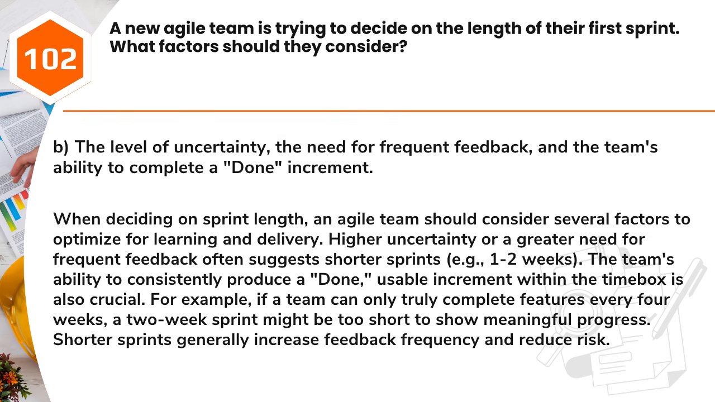Answer: B. The level of uncertainty, the need for frequent feedback, and the team's ability to complete a done increment. When deciding on sprint length, an Agile team should consider several factors to optimize for learning and delivery. Higher uncertainty or a greater need for frequent feedback often suggests shorter sprints, e.g., 1 to 2 weeks. The team's ability to consistently produce a done, usable increment within the time box is also crucial.